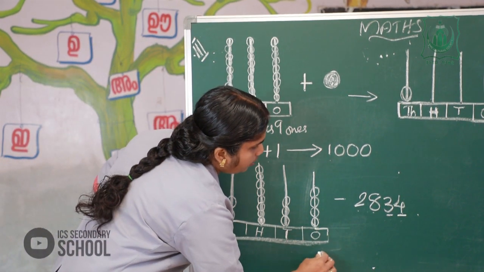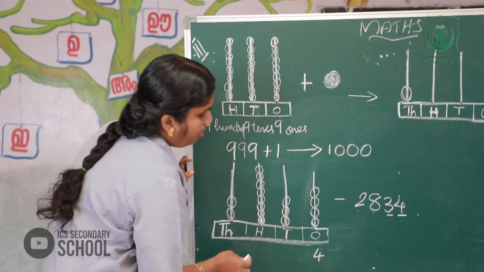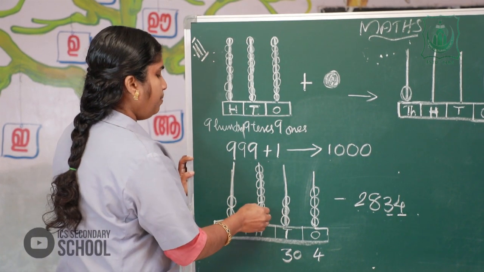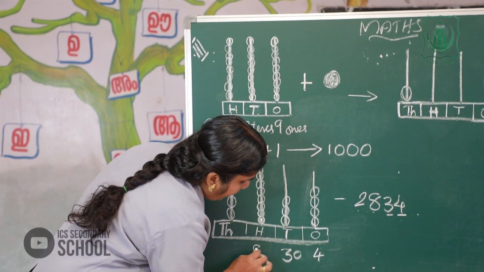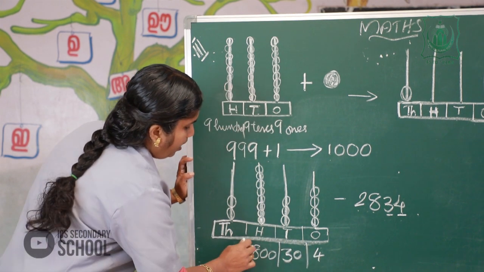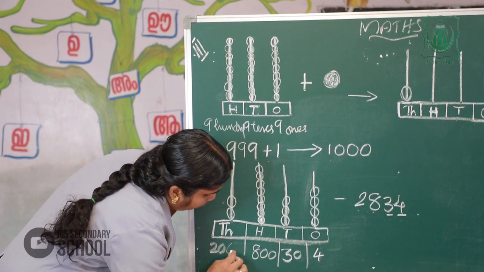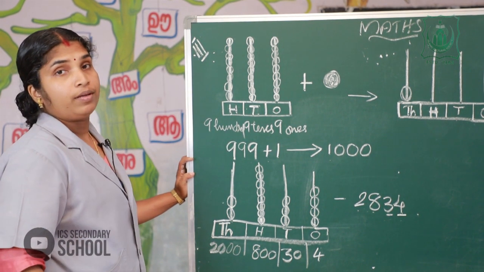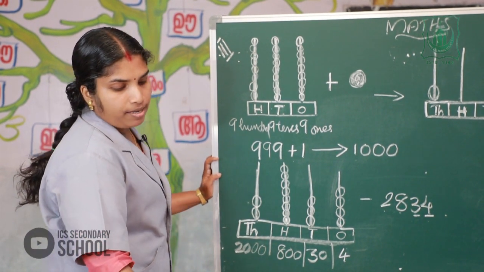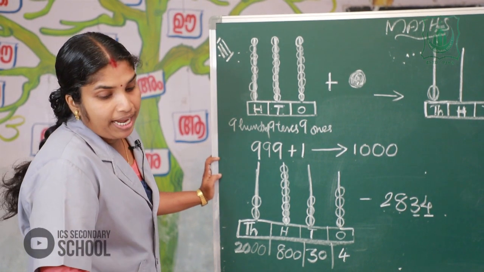Okay, 1 place 4. 10 place 30. 100 place we get 8 beads, 800. In the 1000 place we get 2. So we write 2000. Okay, got it? Next one, page number 54. Please note the spike abacus.